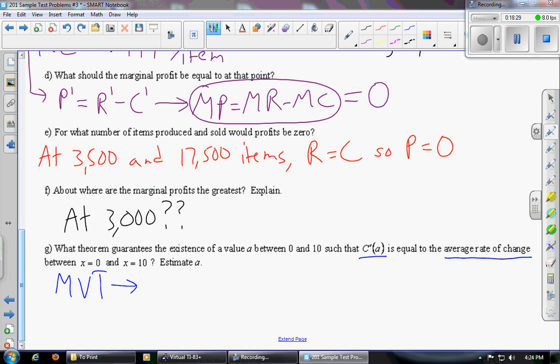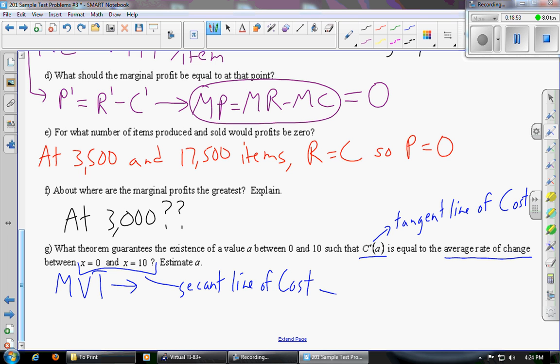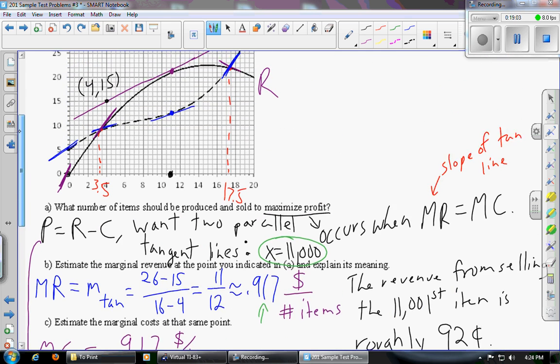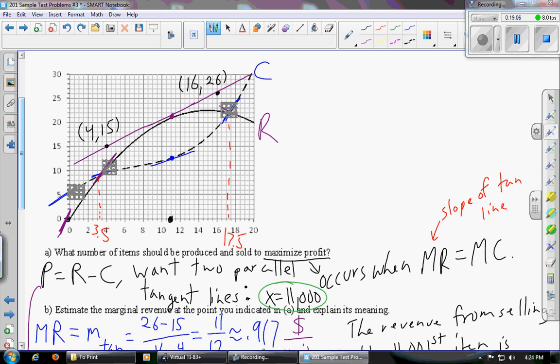And so we're going to try to estimate the value where the tangent slope on the cost is equal. So let's see if we can start translating. This is the tangent line of the cost function. It's supposed to be the same slope as the secant line of the cost function between 0 and 10. So average rate of change tells you secant line. So x equals 0, x equals 10, focusing only on the cost curve up here. The cost one is the one with all the blue on it.